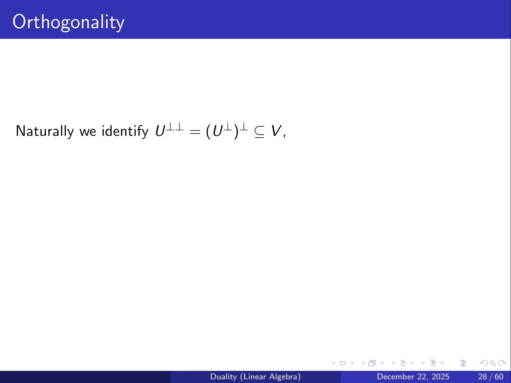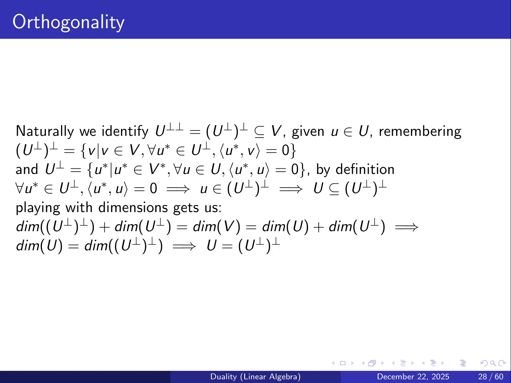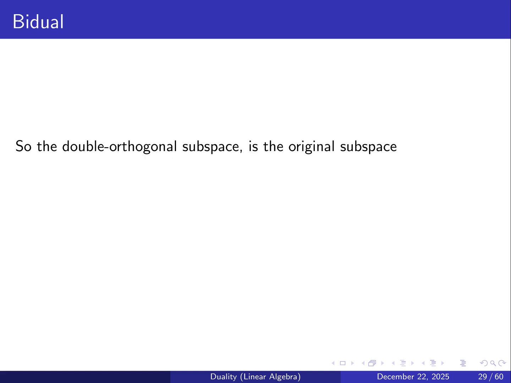Naturally, we identify U double complement as the complement of U complement, which will be a subspace of V. Given a vector u in U, and remembering the definitions, you can deduce that u is in fact in U double complement, which implies that U is a subspace of U double complement. Playing with the dimensions gets us that the dimension of U is equal to the dimension of U double complement, which implies that these two spaces are equal. So the double orthogonal subspace is just the original subspace.